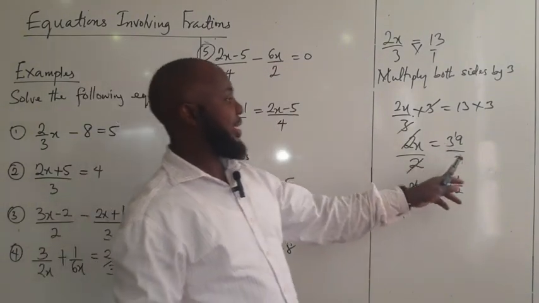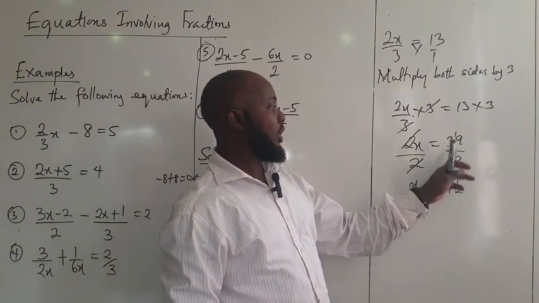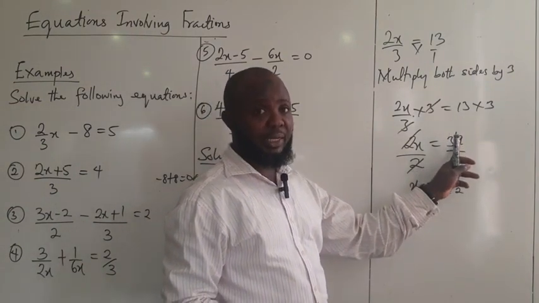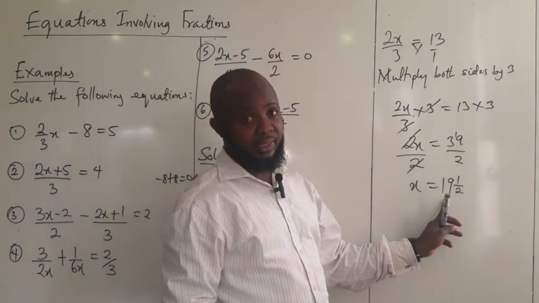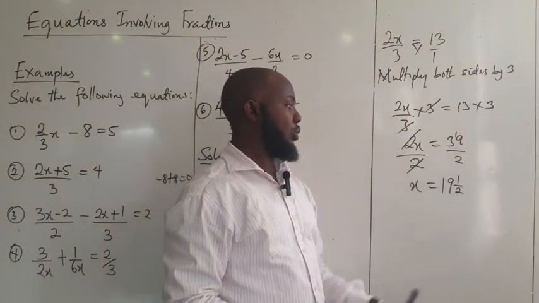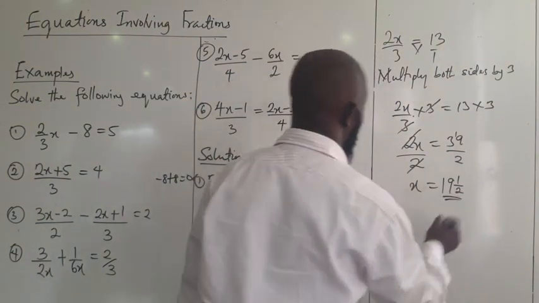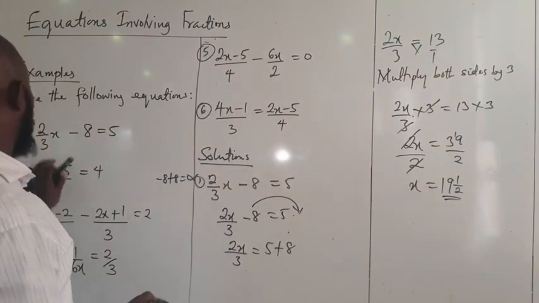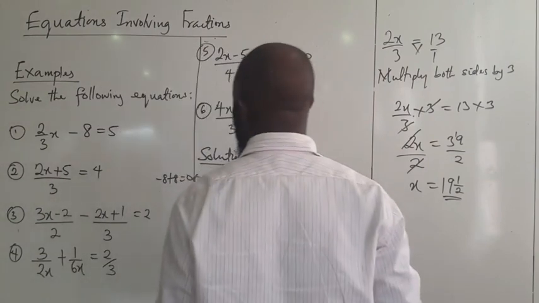So I change this one to a mixed number. 2 in 3 will give you 1, remainder 1, that gives 19. 2 in 19 gives you 9. That is 18. It remains 1. So 1 over 2. That is the answer. The value of x is 19 whole number 1 over 2. That's that for the first question. Now go to the next question.